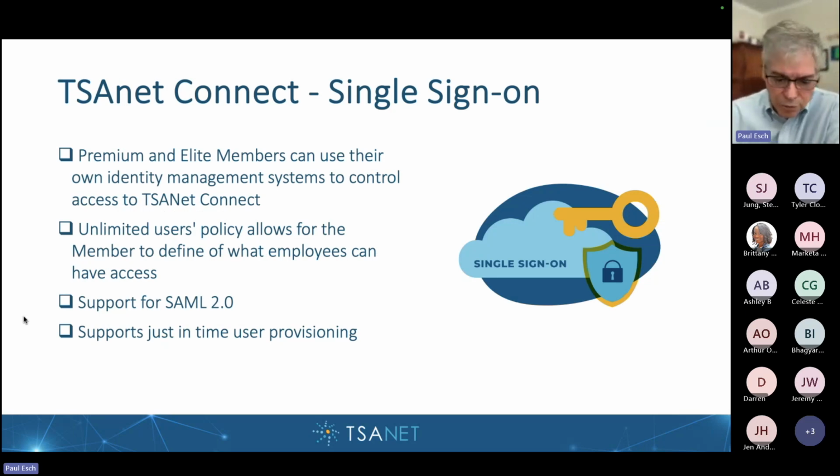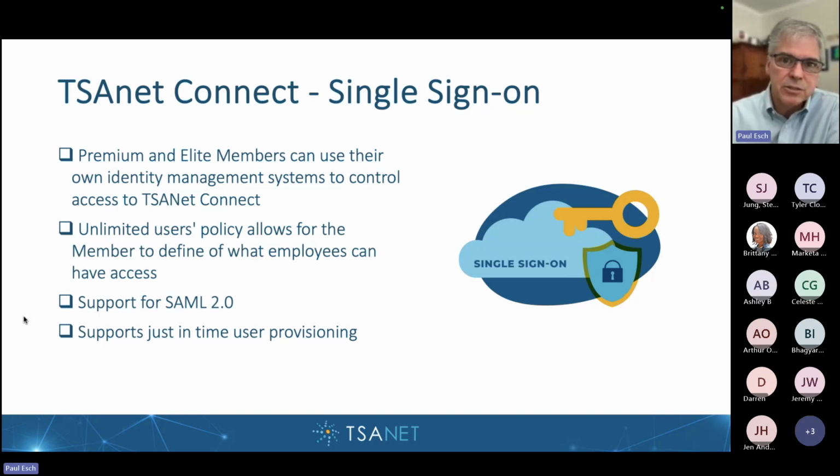So I want to go through a few other features that would be important to understand. The reason I'm highlighting these is they make the system easier to use, add some functionality and use cases, and in some cases these are either new or, I would say, underutilized. The first, of course, is single sign-on. Premium and elite members have access to this. And again, this really removes the need for you to manage users.